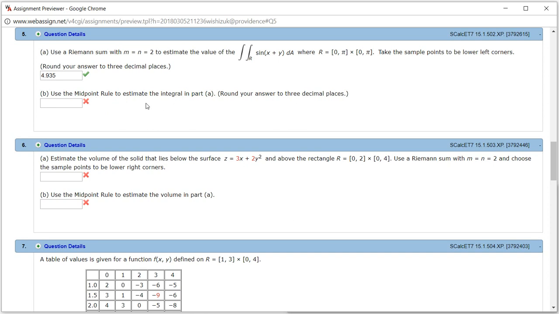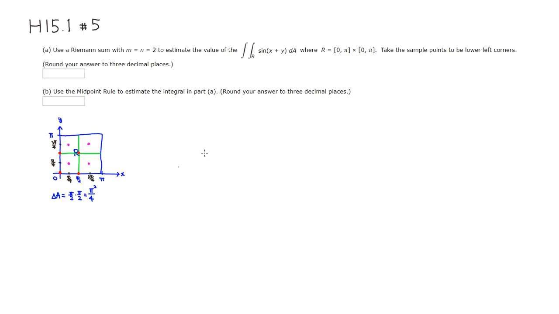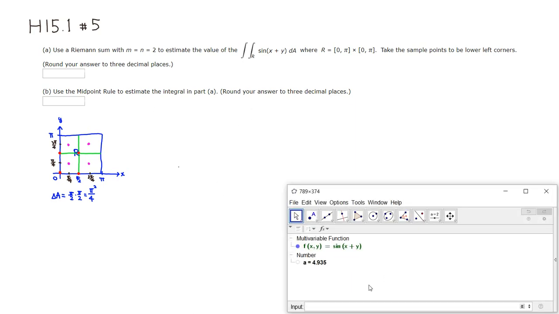We're going to use the midpoint rule. Since we're using the midpoint, we're going to use the midpoint of each rectangle. So we have a midpoint here, a midpoint there, and a midpoint there. I'm going to use those sample points to estimate the value of the double integral. I'm going to do it in GeoGebra. First I'm going to put delta A, which is pi squared over 4.